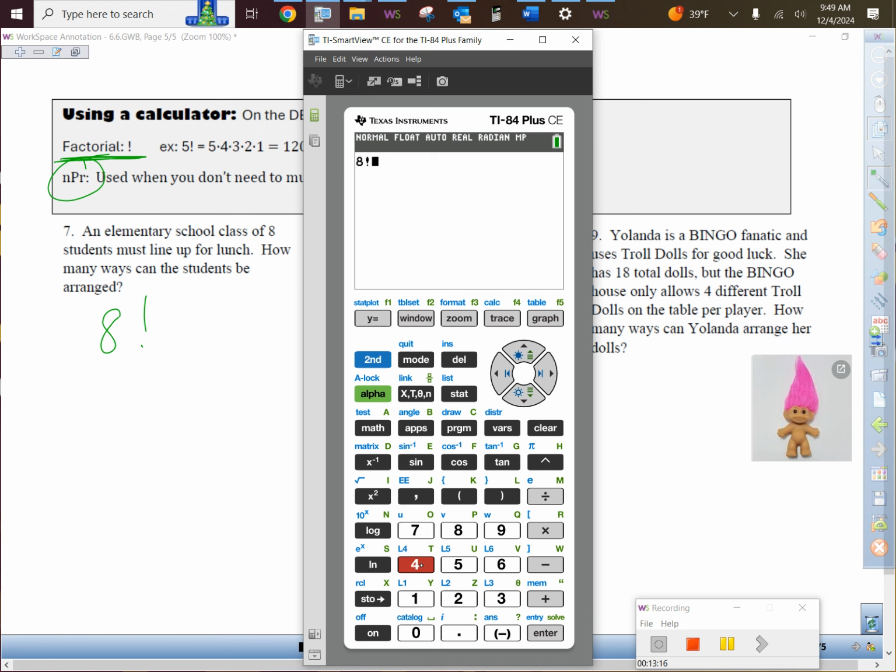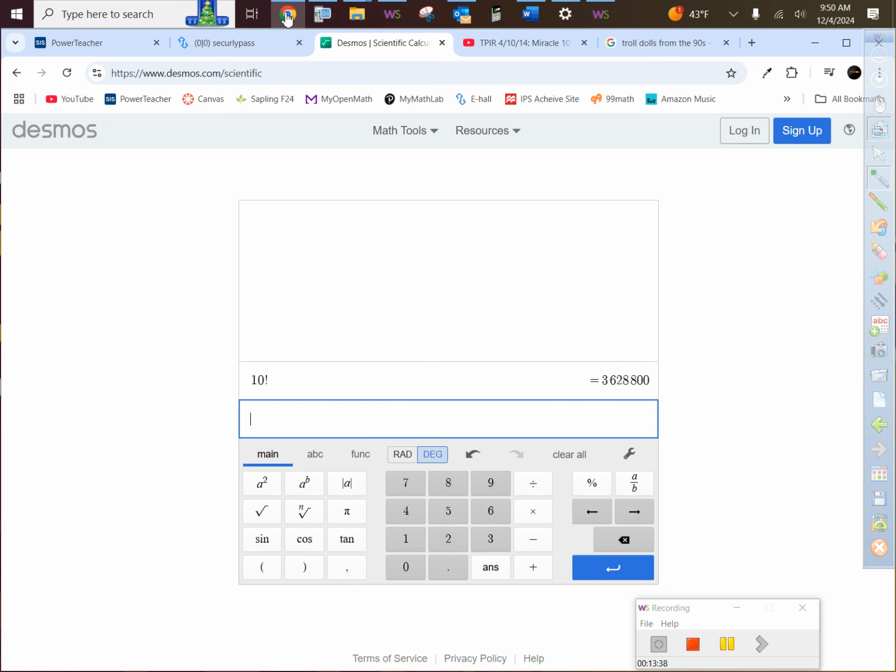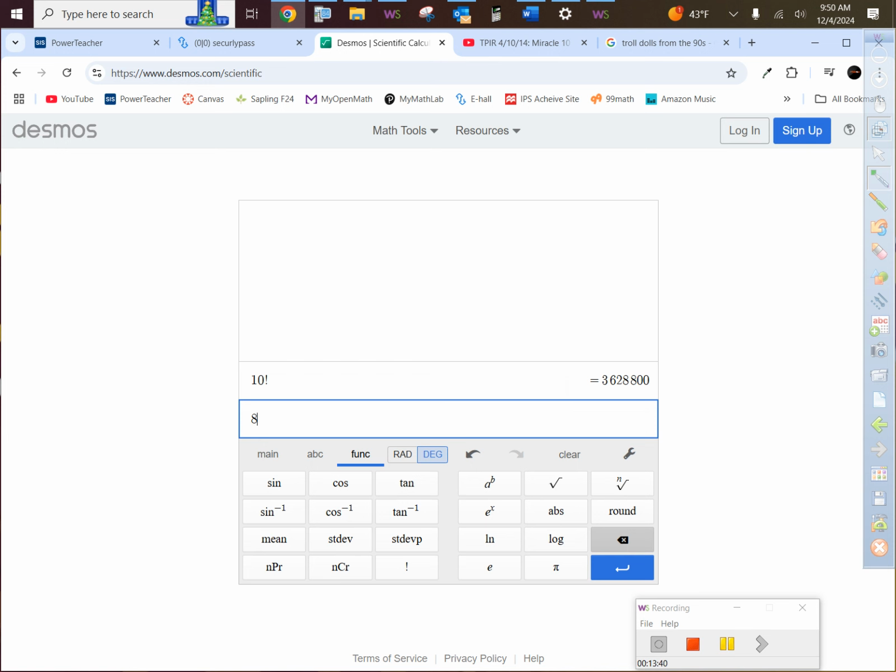Or if you were on Desmos, again, you would clear this out. You have to go back to your main function and hit 8, and then you go to function and hit the exclamation point. Did you get 40,320 back on that?